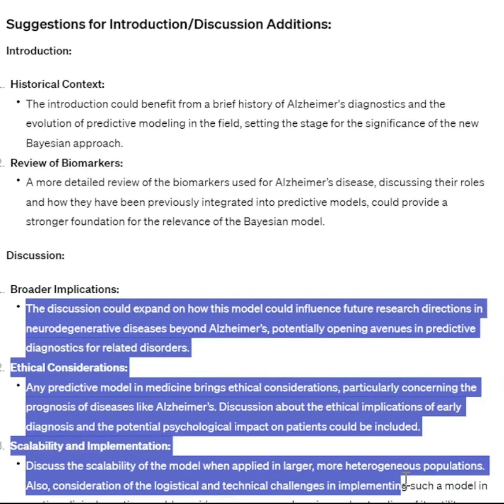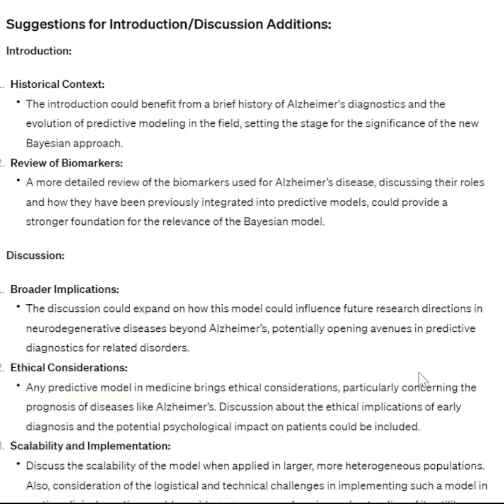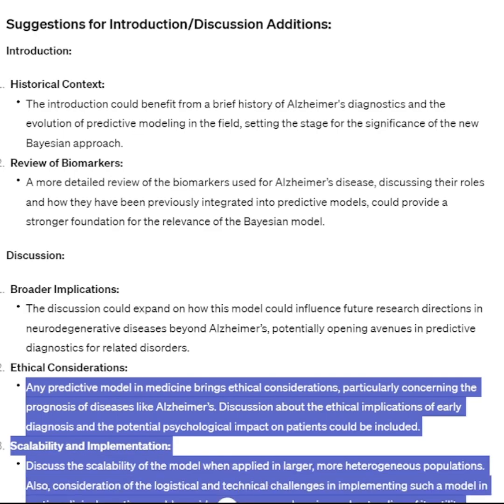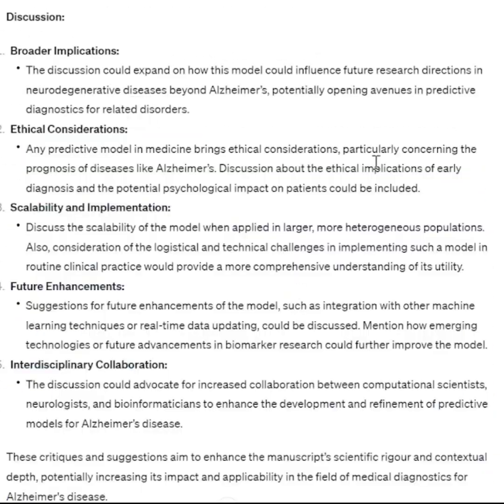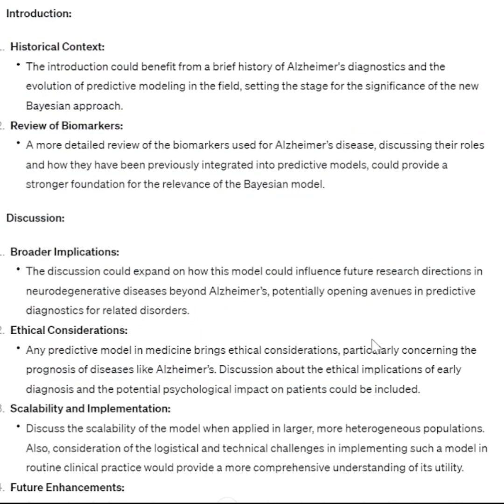Suggestions for introduction and discussion additions. Introduction. 1. Historical context. The introduction could benefit from a brief history of Alzheimer's diagnostics and the evolution of predictive modeling in the field, setting the stage for the significance of the new Bayesian approach. 2. Review of biomarkers. A more detailed review of the biomarkers used for Alzheimer's disease, discussing their roles and how they have been previously integrated into predictive models, could provide a stronger foundation for the relevance of the Bayesian model.